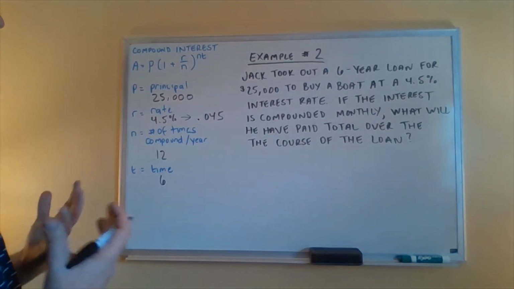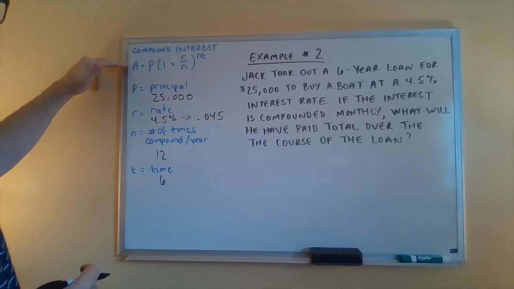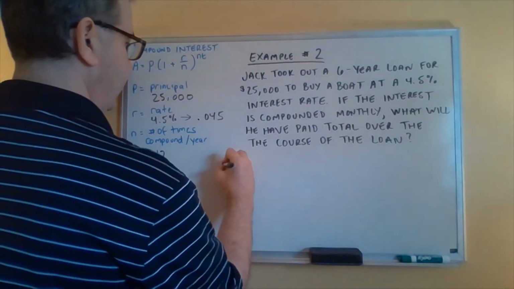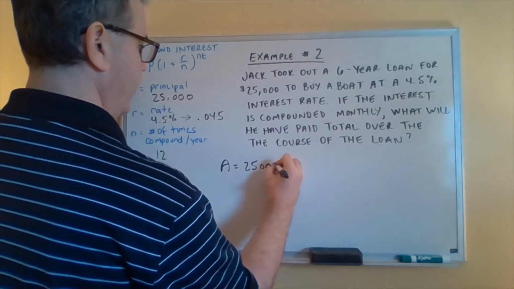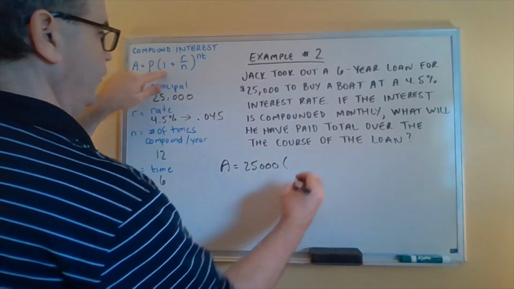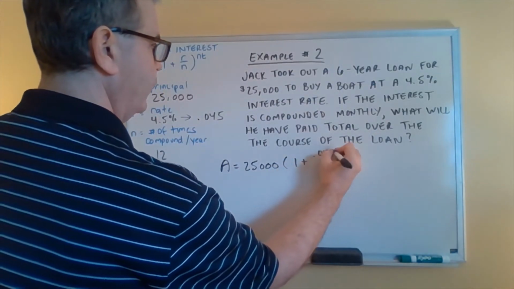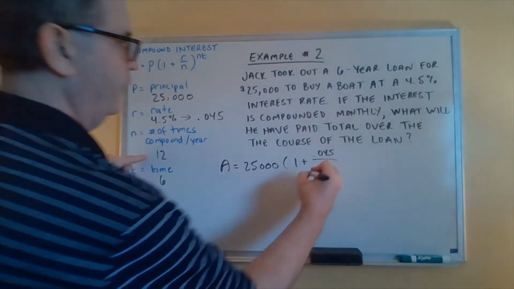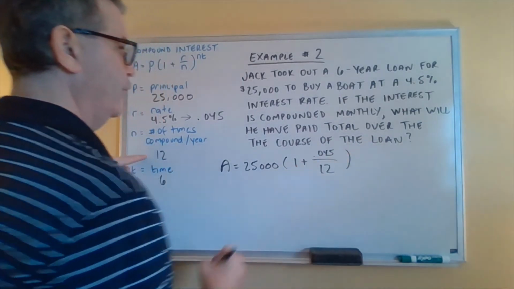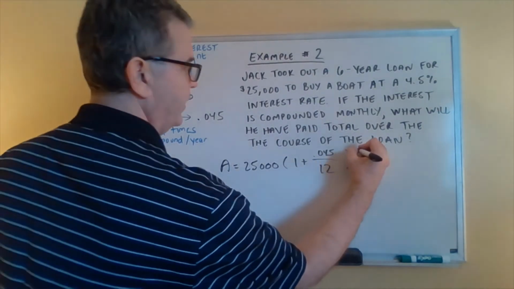So to figure out the total that he paid over the course of the loan, we're going to figure out the total amount. That's what our A is, our total amount. So we will have A equals our principal amount of $25,000. We're going to multiply that times 1 plus our rate of 0.045 over our N. N is 12. And we're going to raise that to the N times T, or the 12 times 6.